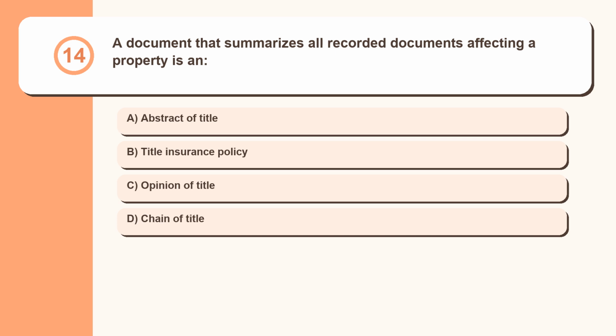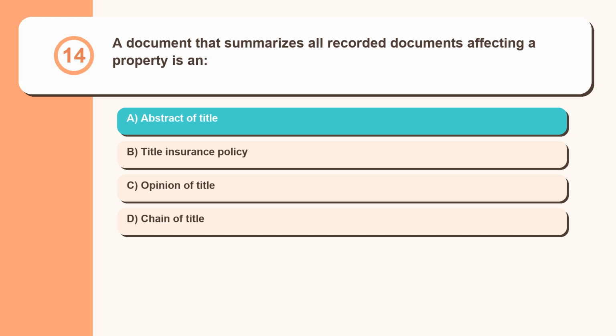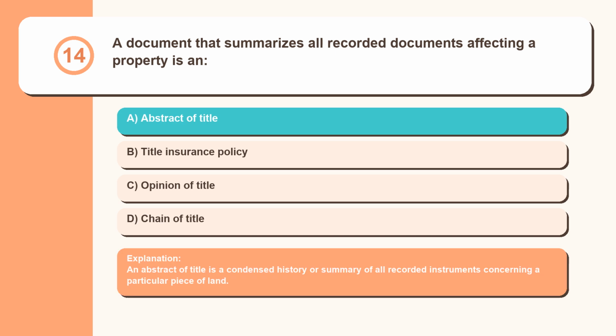Question 14. A document that summarizes all recorded documents affecting a property is an abstract of title, title insurance policy, opinion of title, chain of title. An abstract of title is a condensed history or summary of all recorded instruments concerning a particular piece of land.